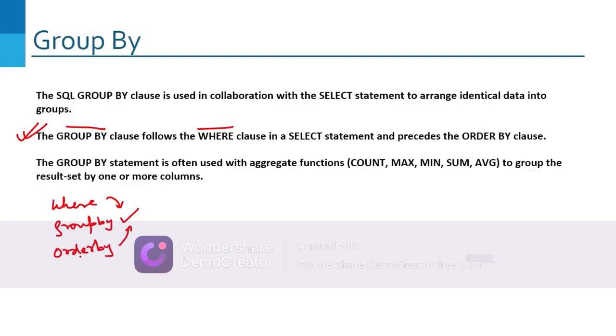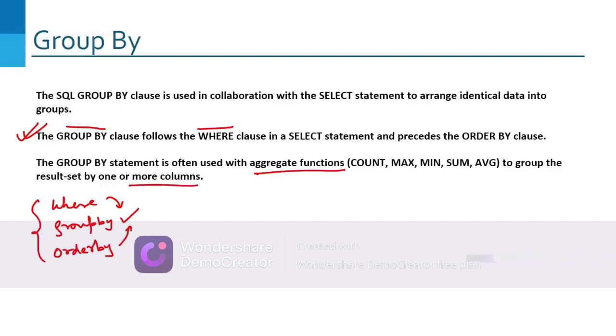That means if you have a question in which you have to use group by, where, and order by, then you have to use these three in the same manner. You can't shift them here and there, otherwise it will give an error. The group by statement is often used with aggregate functions, count, max, min, sum, and average, to group the result set by one or more columns.